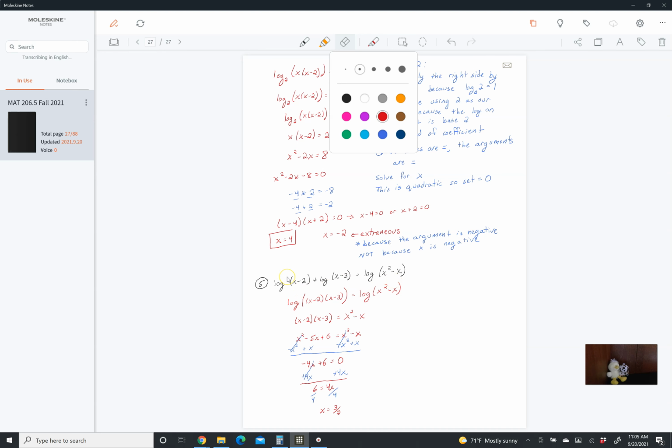So 3 halves minus 2 is actually less than 0. 3 halves is 1.5. 1.5 minus 2 is negative. So once you get a negative, you don't have to plug it into every argument. The fact that we plugged it in here first saved us some time because we're done. We know that this is extraneous.